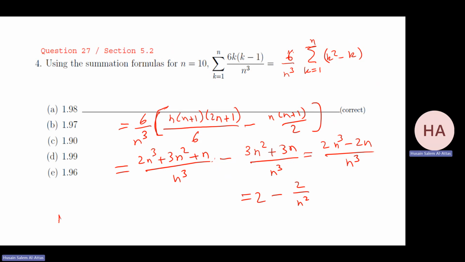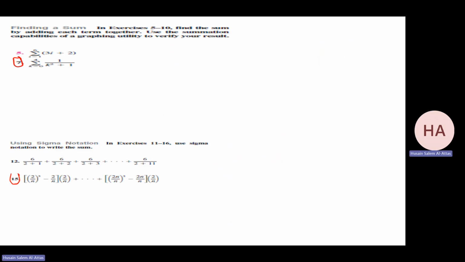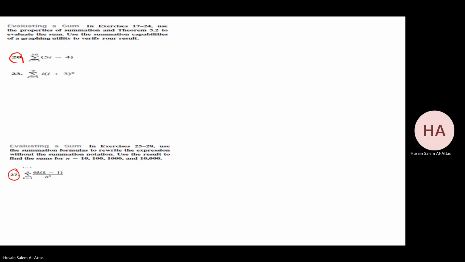Now if n equal 10, that one will be what? The sum will be 2 minus 2 over 100, which is 2 minus 0.02, which is 1.98. I think this is an easy one from the book. Yeah, I think I will leave it. This is the one which we just did. The rest is just calculations. You need to simplify this and do it with 16.